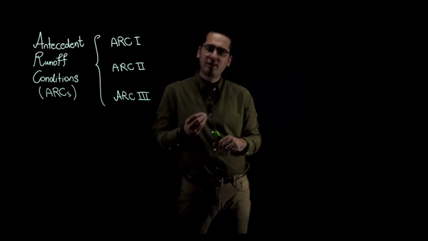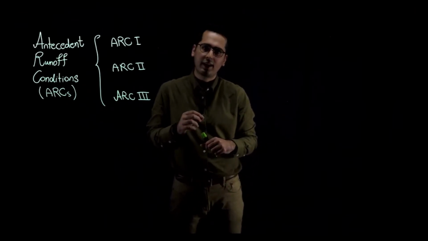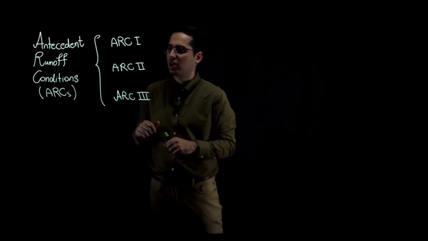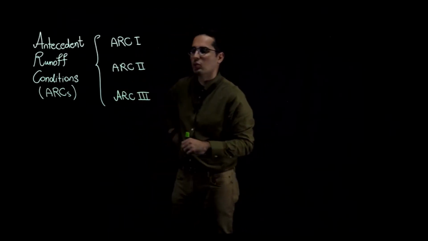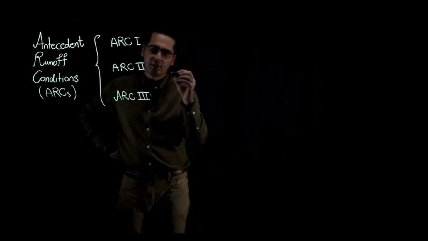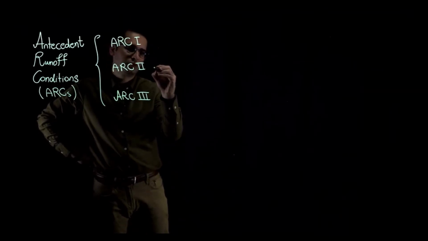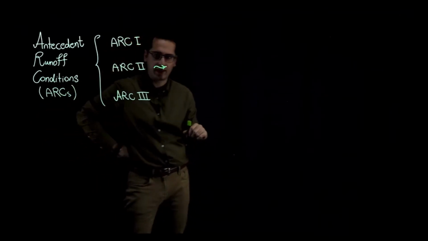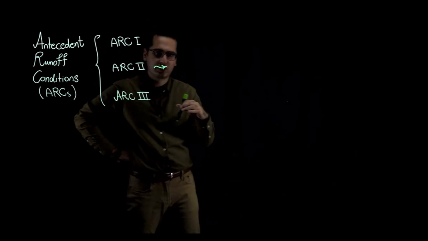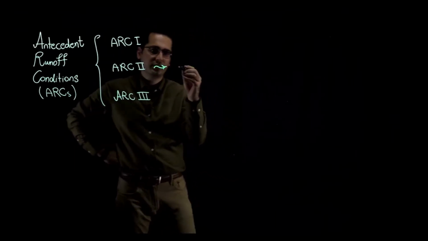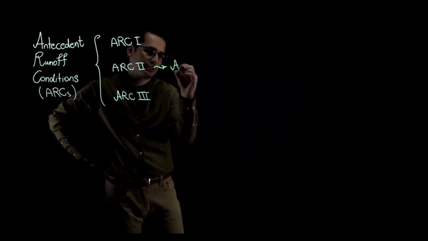ARCs are a way of measuring curve number around its median value. There are three ARCs, ARC number 1, 2, and 3. I'm going to start with ARC 2 and give you some information about that. ARC 2 represents the average watershed condition. So I'm going to call it the average condition.